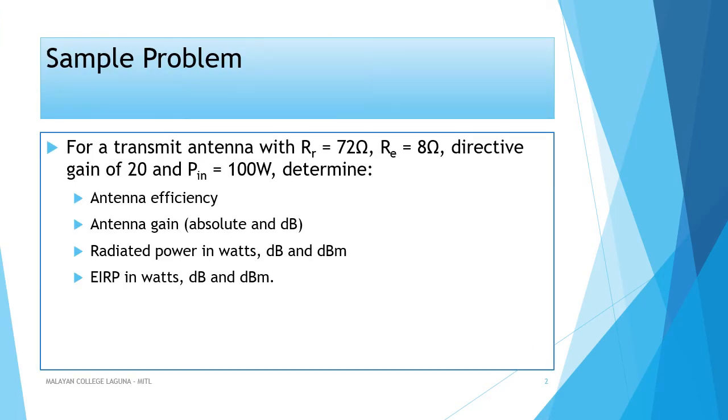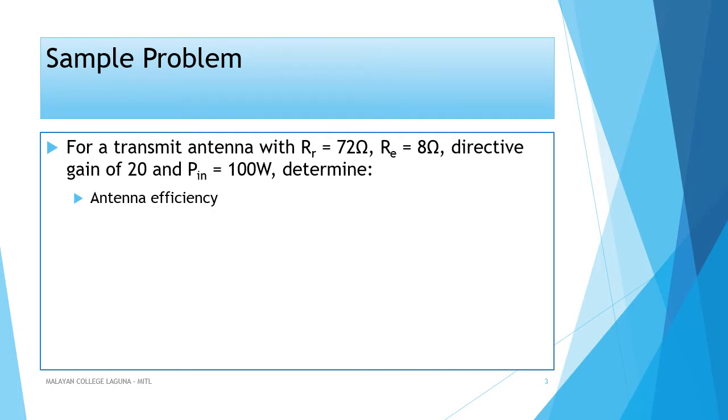For a transmit antenna with R sub R equal to 72 ohms and R sub E equal to 8 ohms, and a directive gain of 20, power input of 100 watts, determine first the antenna efficiency, next the absolute gain and gain in decibels, next the radiated power in watts, decibel, and dBm, and lastly EIRP in watts, decibel, and dBm.